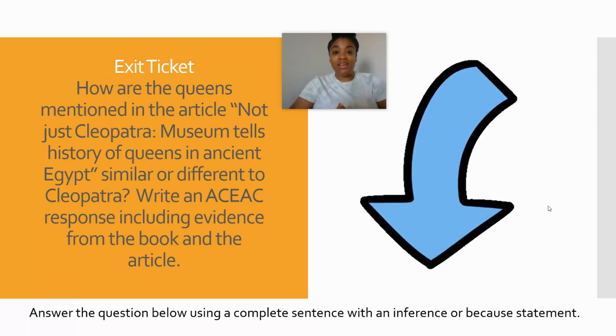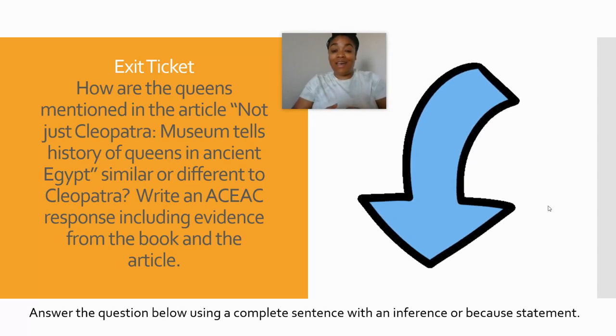Now, remember, in your exit ticket, you are answering how are the queens mentioned in the article, not just Cleopatra, in the article about the museum that tells the history of queens in ancient Egypt, similar or different to Cleopatra. Write an ACE response, including evidence from the book and the article. Now, scholars, it is an ACE response.